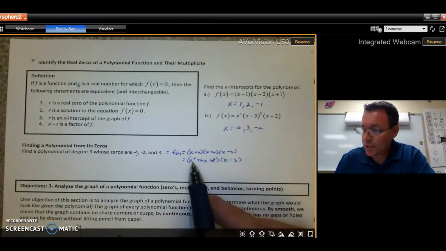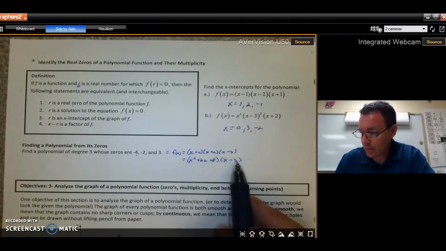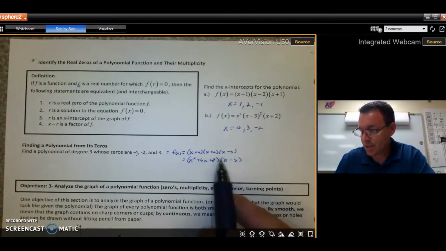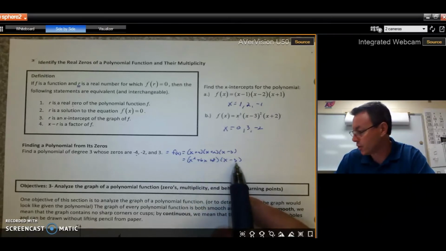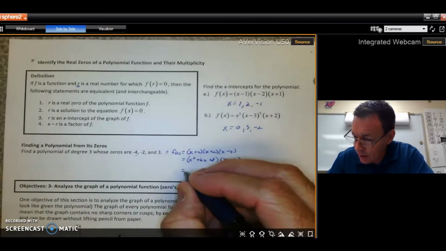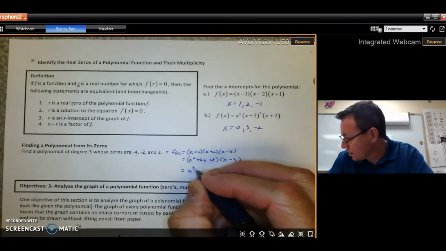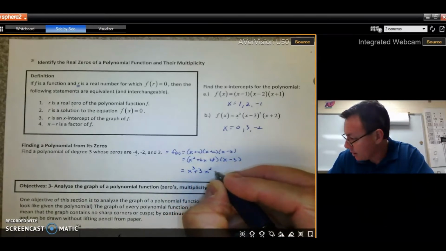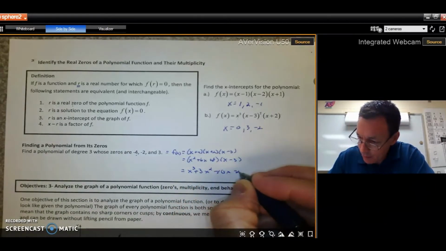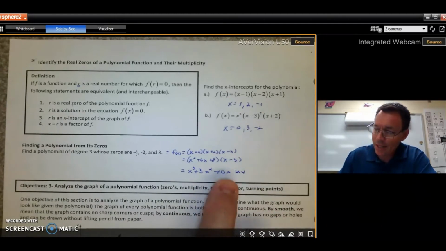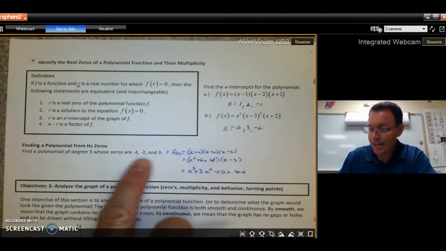Okay, but again, you would take x squared times x and x squared times minus 3. And then you would take 6x times x and 6x times minus 3. And then you'd combine all those together, and you would end up with x cubed plus 3x squared minus 10x minus 24. And that is the polynomial that has those zeros.